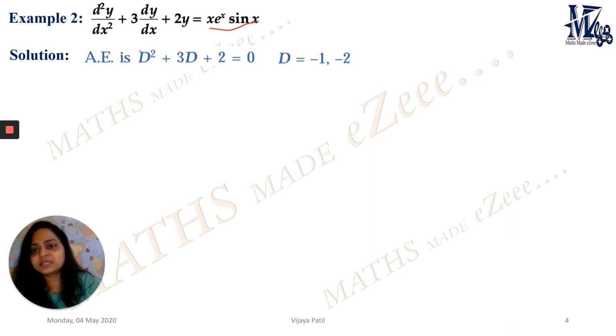So now I'm completing this. dy by dx is getting replaced by D. So it's D square plus 3D plus 2 is 0. D's are minus 1 and minus 2. They are real numbers and they are distinct. Therefore, two constants, because they are two.